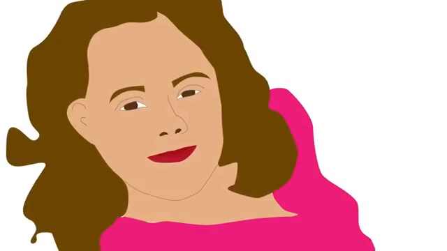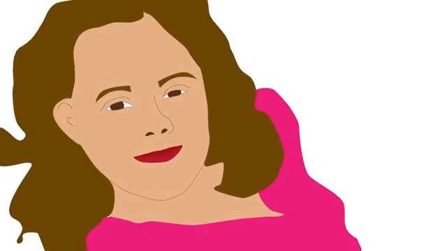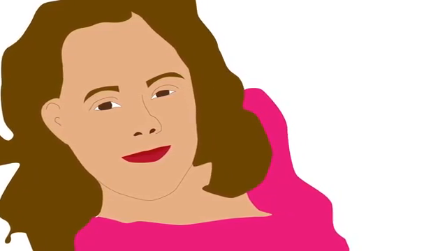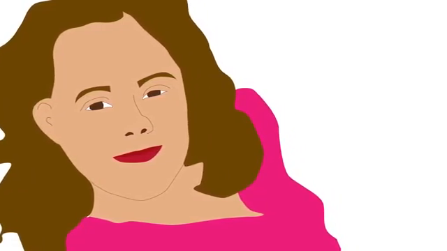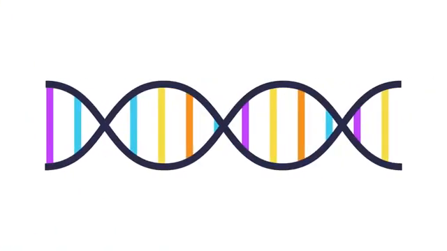You might know or have seen somebody with Down syndrome. But in this video, you're going to learn what it is and why it happens. Down syndrome is caused by a change in the DNA.